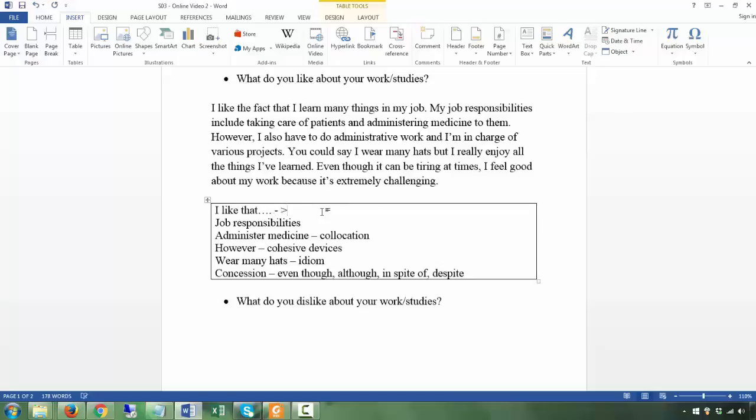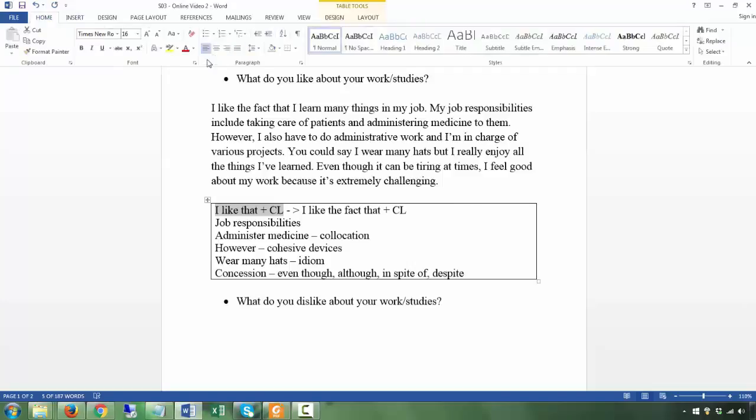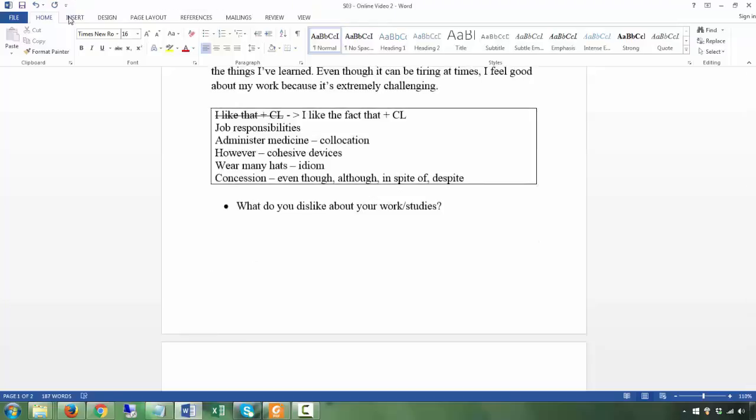If you want to use a clause, which means a subject and a verb after that, you use I like the fact that plus clause. Again, what is a clause? Something that I'll teach you in the second writing class. Okay, this is wrong. Let me see if I can cancel it. Yeah. All right. Okay, let's go to the next one.